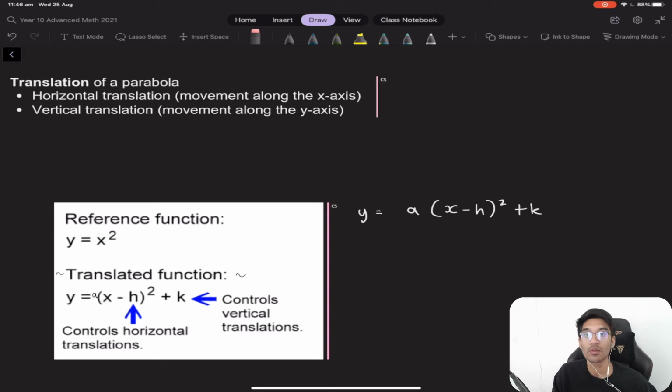So now we're actually going to be talking about translations of a parabola. There are two types of translations when it comes to a parabola: horizontal translations or vertical translations. Horizontal means that it moves across the x-axis, and vertical means it moves across the y-axis. So up and down and left and right.